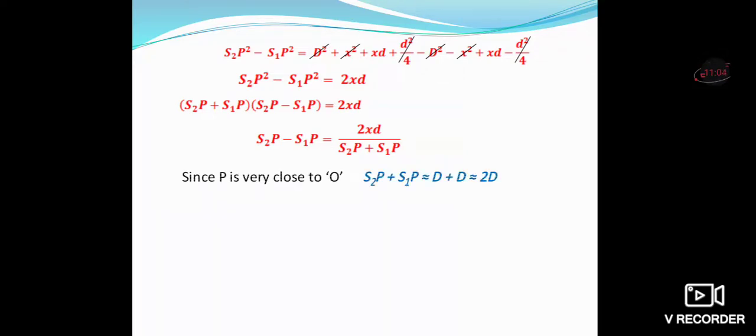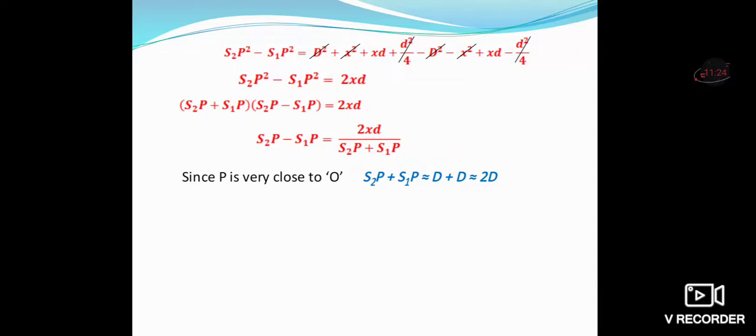But P is very close to O. Just in the diagram we can see that P is very close to O. Then S2P plus S1P is approximately equal to 2D, where capital D is the distance between the screen and the slits.